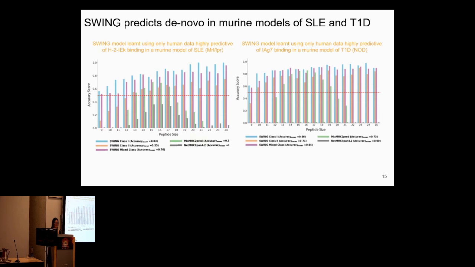And then furthermore, you can see that our models, irrespective of our classes, so the class 1, class 2, and our mixed class model, all perform very well, which emphasized to us that our interaction language was transferable. So overall, Swing was able to do zero-shot learning in 2 ways, both in the prediction of de novo peptide MHC binding across organisms, human to mouse, but also classes, class 1 to class 2.